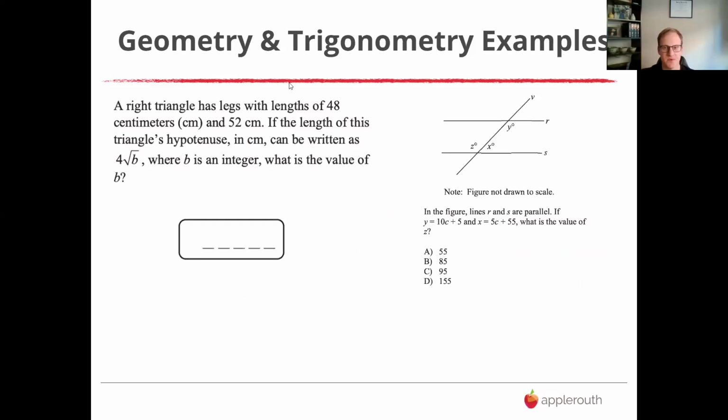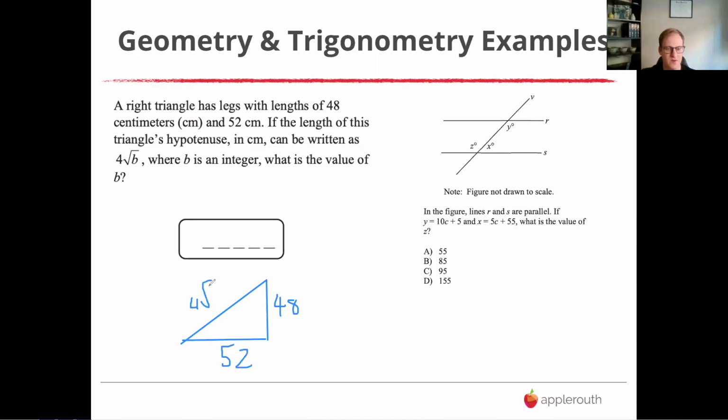Here's a couple examples. The first one is Pythagorean theorem. And so there's actually a good way you could do Desmos on this, but you can just do 48 squared plus 52 squared, and then you're going to have to simplify the root to figure out what b is. We may have time to come back to this.